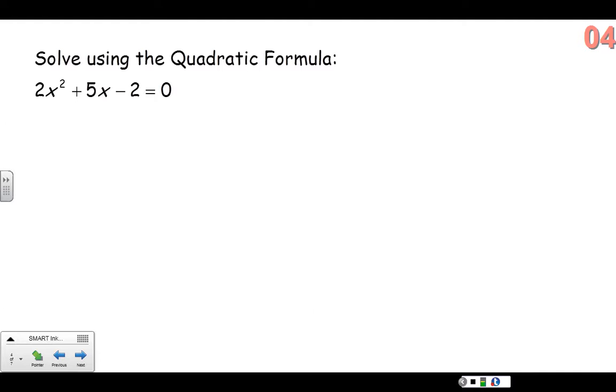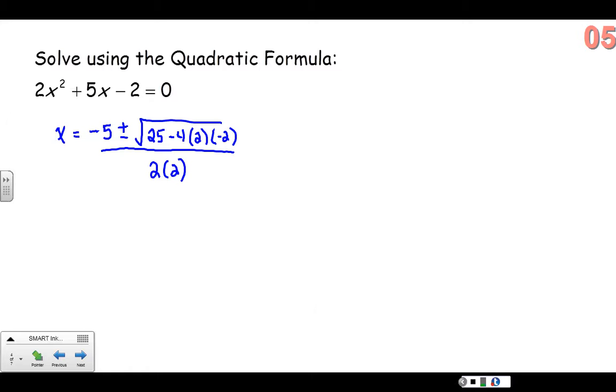Let's try another one. X equals the opposite of b. So 5 is what's b in this case. So negative 5 plus or minus the square root of b squared. So that's going to be 25 minus 4 times 2, which is a, times c, which would be negative 2 in this case, all over 2a, so 2 times 2 in this problem.